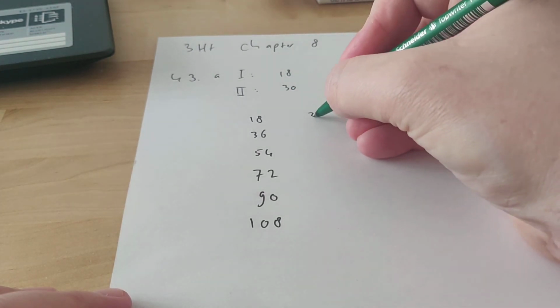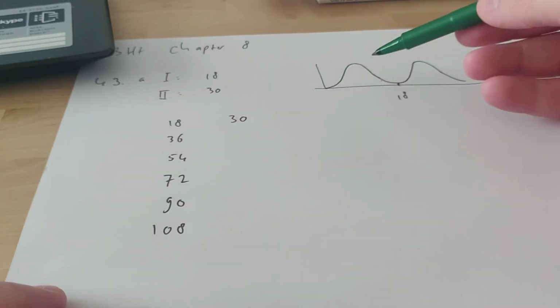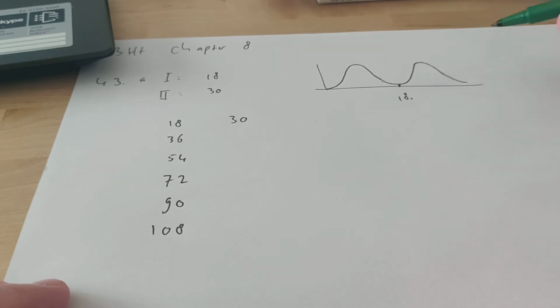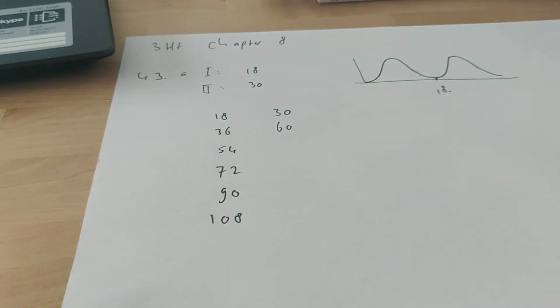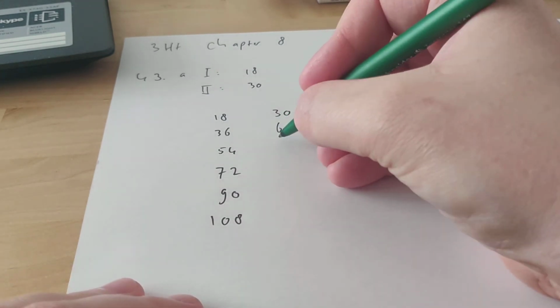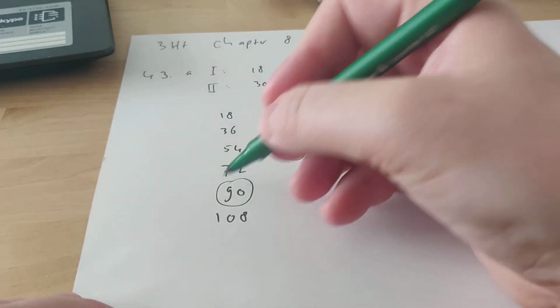Now we're going to make the same list, but then for 30. Because the second Ferris wheel is on the ground after 30, and then also it's on the ground after 60, so that's the next time the Ferris wheel is on the ground, and then also 90, and now we'll notice that we see the same number here and there.